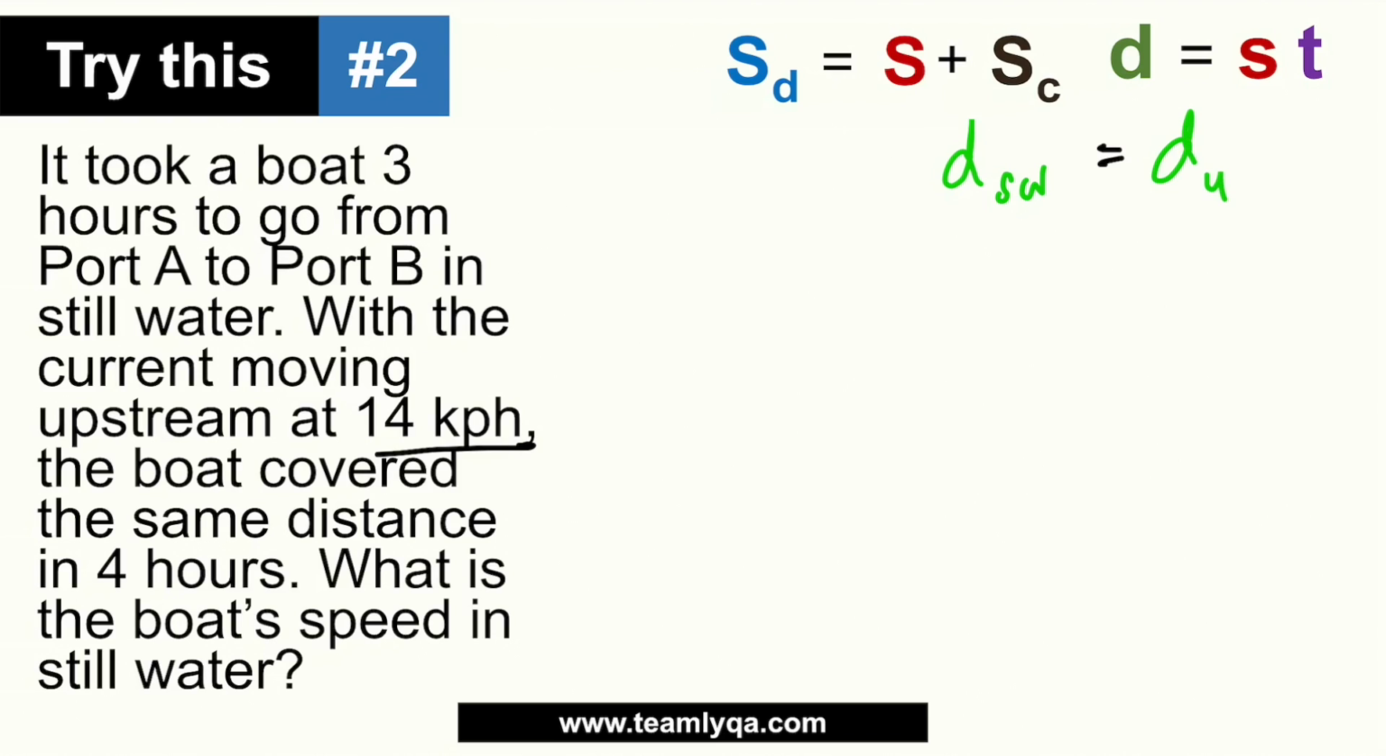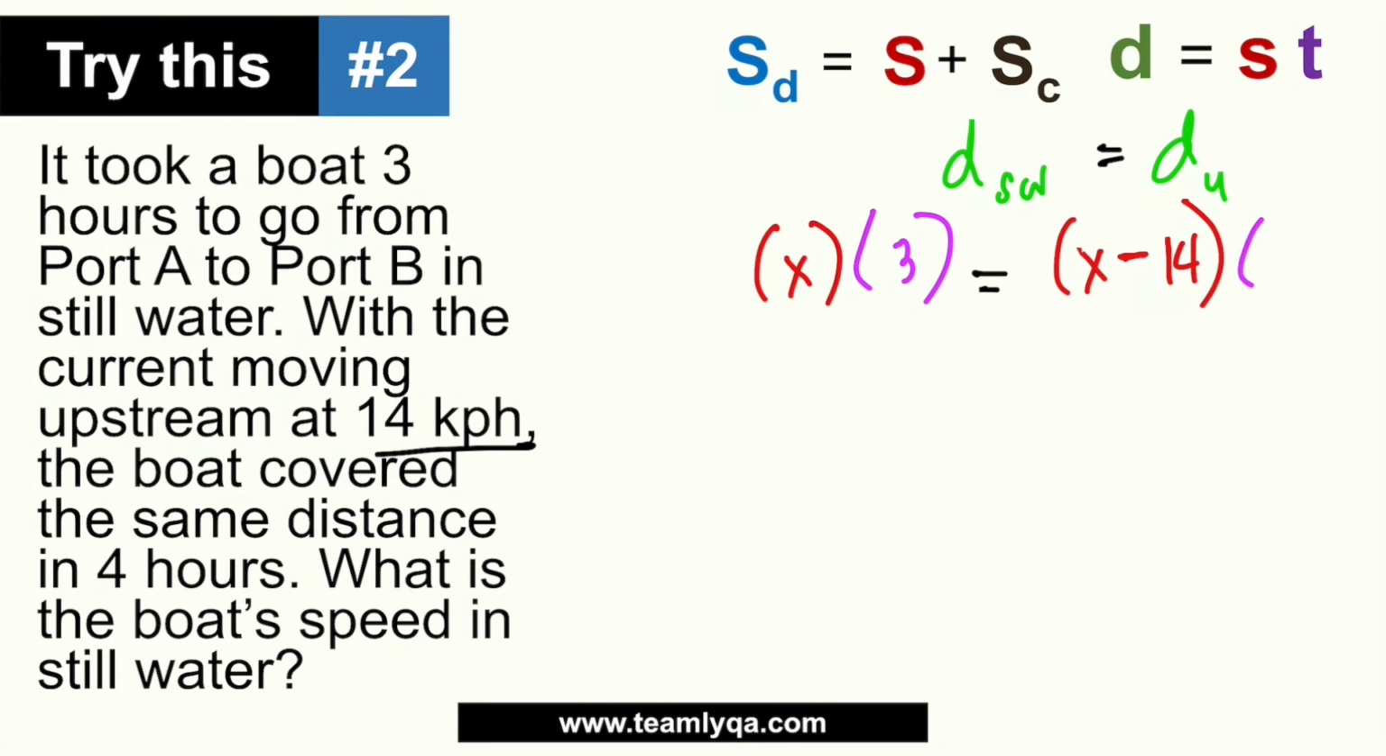Tapos ilalagay lang natin yung mga information that we have. Now, hinahanap yung speed sa still water, that would be our x. I-multiply ko lang siya dun sa speed na, dun sa time na it takes yung boat to cover kapag still water, which is 3 hours. Tapos equal siya doon sa moving naman upstream, which is going to be yung regular niya speed minus yung 14 kilometers per hour. Tapos, this naman will take 4 hours.